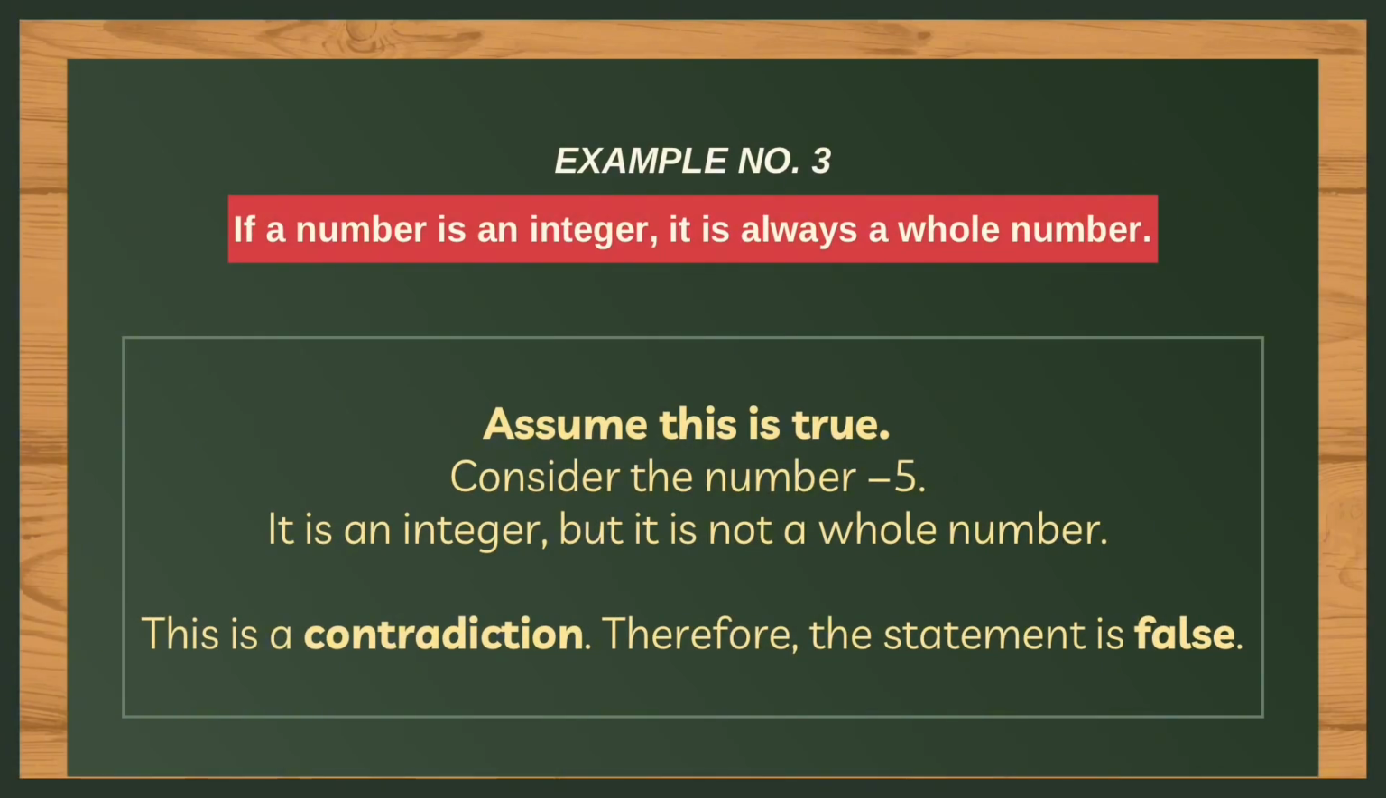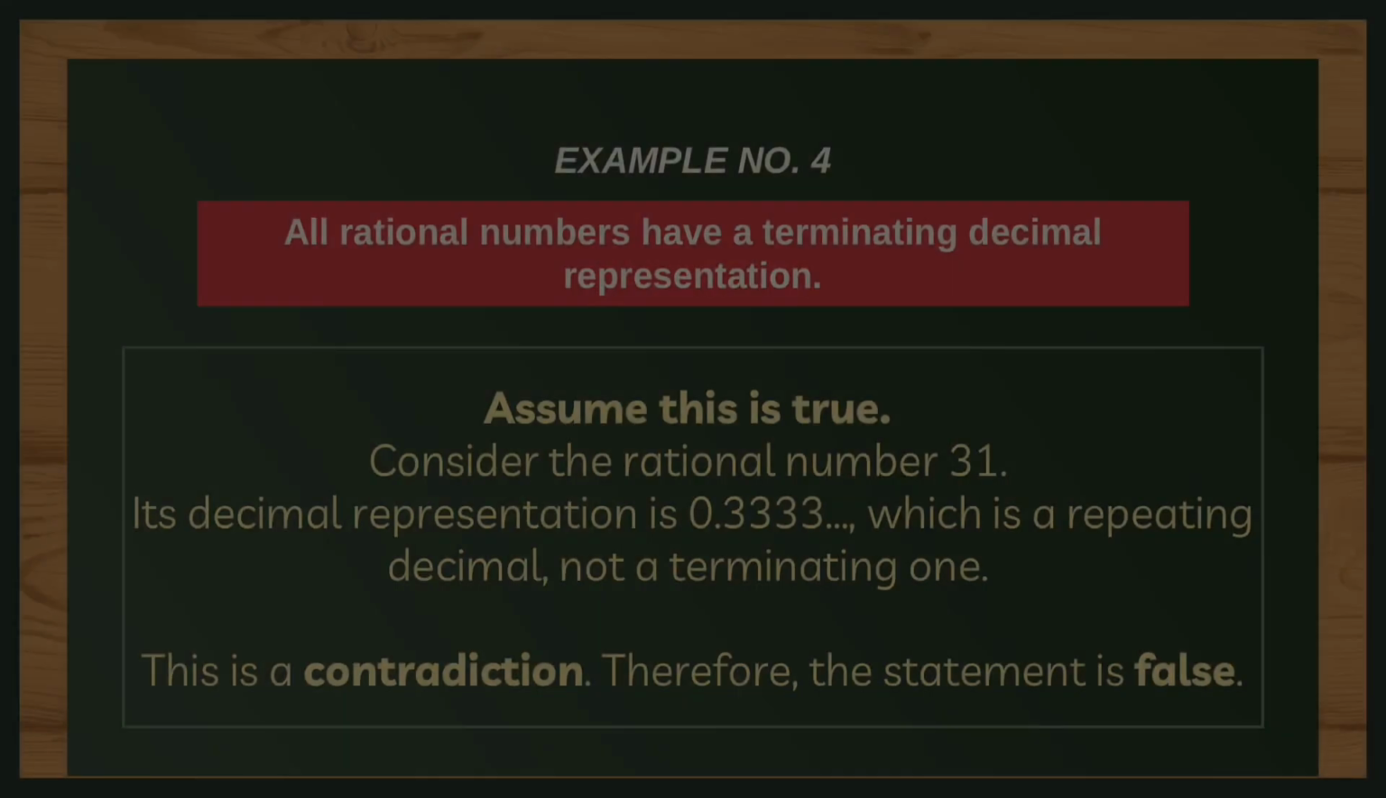Next example. If a number is an integer, it is always a whole number. Let's assume that once again this is true. Consider the number -5. It is an integer, but it is not a whole number. This is a contradiction. Therefore, the statement is false.